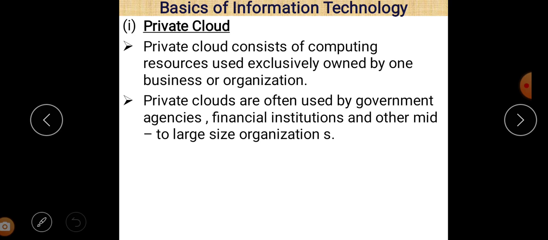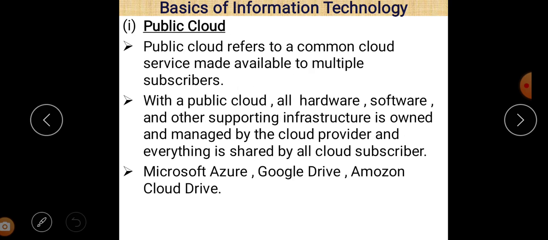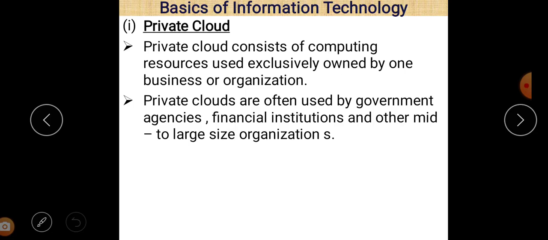for a particular organization, and there is no sharing of data until and unless the cloud owner wants to share the data. So there is more security of data and information in private cloud, and most of the time these are used by the government agencies and some financial institutions and some other mid to large size organizations.